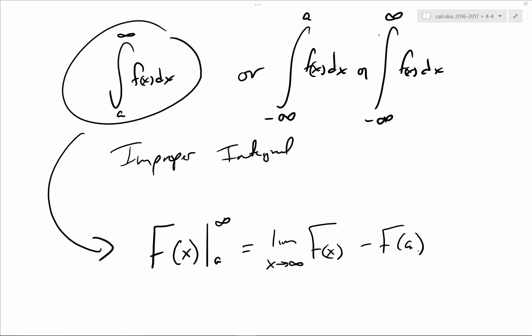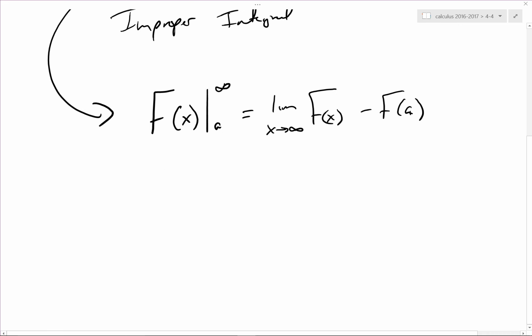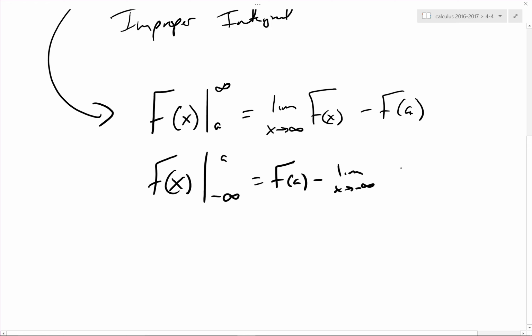Now, what would it be for the middle one, of course? The middle one would be the same deal, except you'd go from negative infinity to a, so it'd be F of a minus the limit as x approaches negative infinity of F of x. Nice. And then, of course, the other one is like unto it.